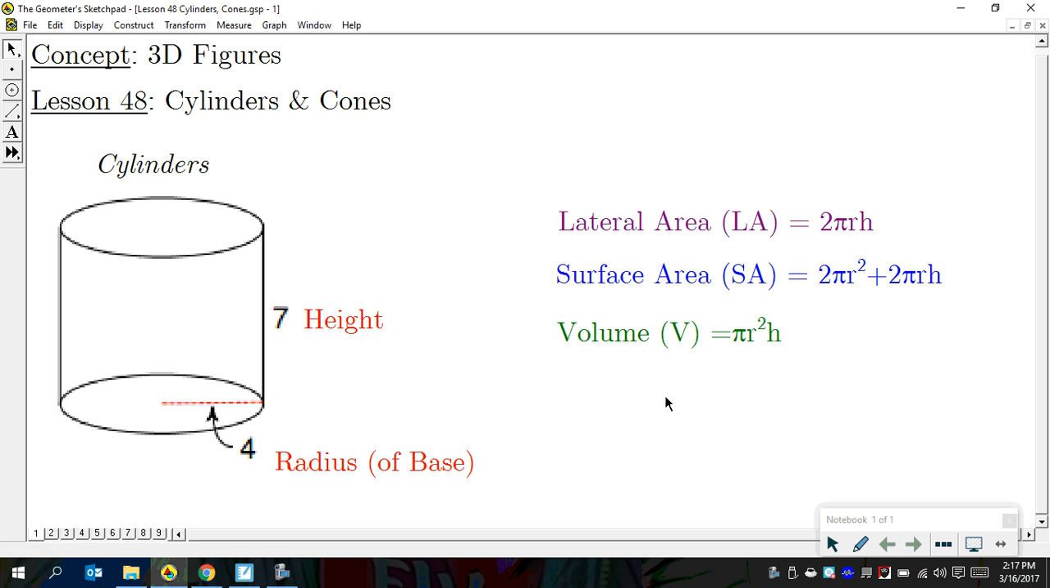And we have these formulas, and these formulas will be provided for you on a formula sheet for the SOL or any quiz that we take. So you don't really need to memorize them, but you need to know how to work with them. And you need to know that R means the radius of the base, and H means the distance between the two bases or the two circles of the cylinder.